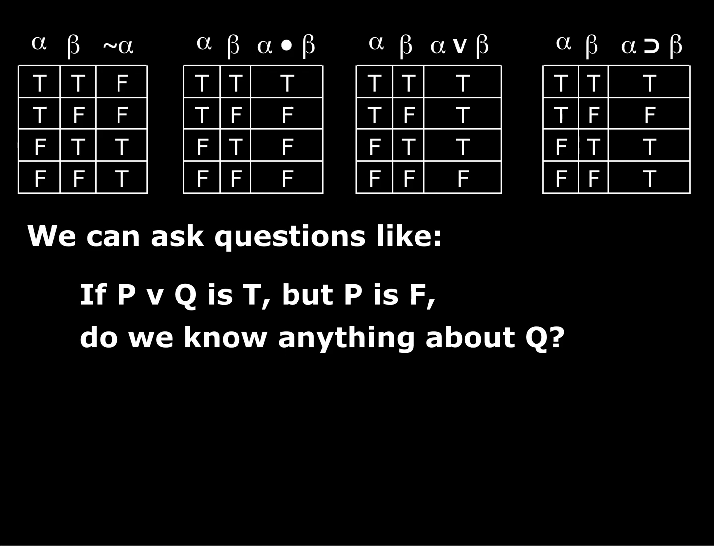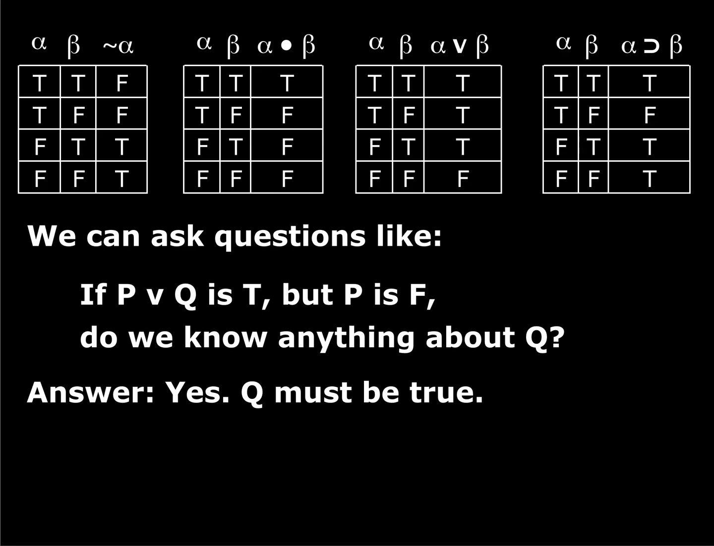Now, one thing we can do, and these will help us just remember what the functions are, is I could ask you a question like, if P or Q is true, but P is false, do we know anything about Q? Okay. So pay attention to this question here, right? So I'm giving you some conditions, and condition 1 is that this disjunction is true, P or Q is true, and also that P itself is false. And if we're in that situation, do we know anything about Q?